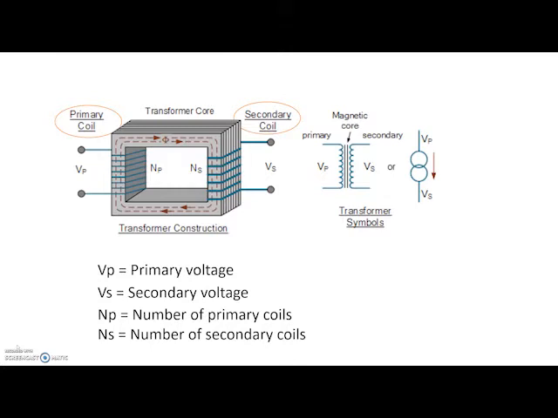These two coils are not in electrical contact with each other, but are instead wrapped together around a common soft iron magnetic circuit called the core. This soft iron core is not solid but made up of individual laminations connected together to intensify the magnetic flux through the secondary coil.